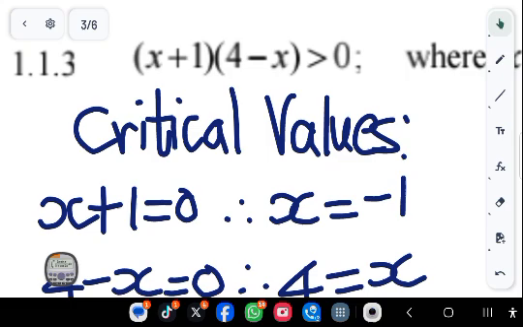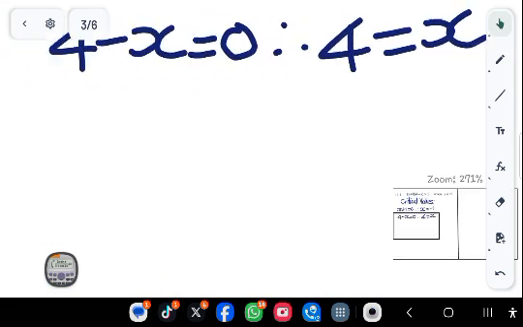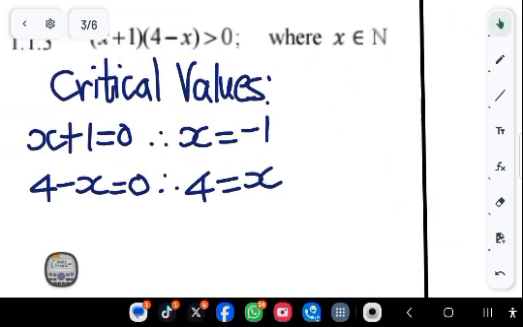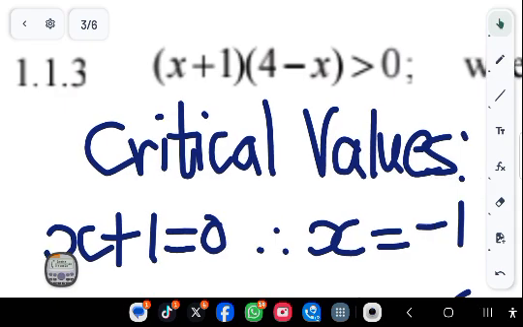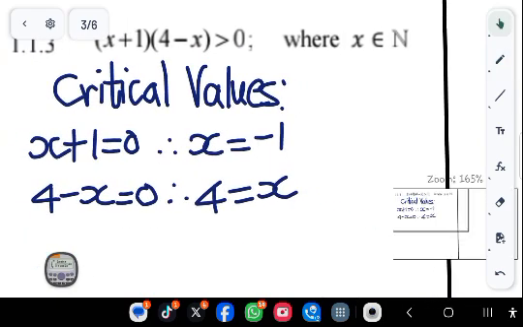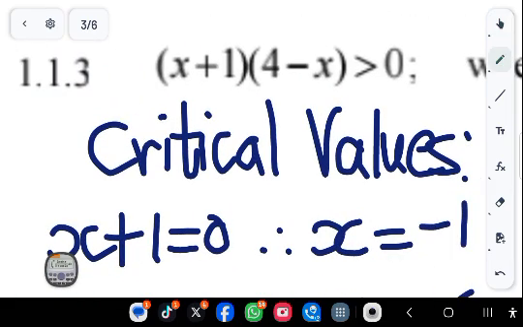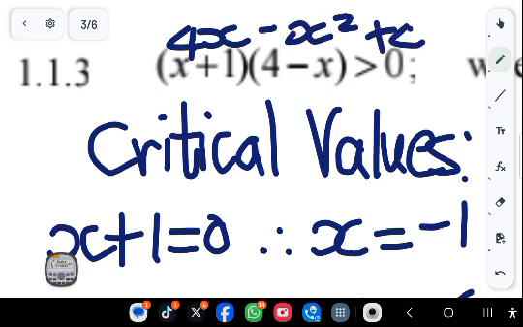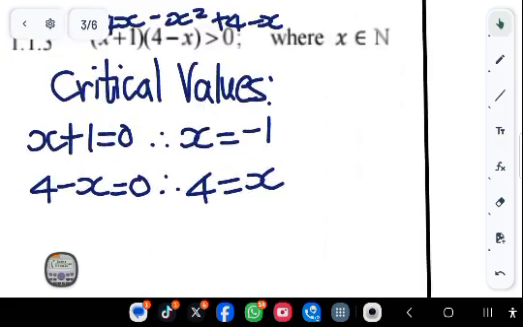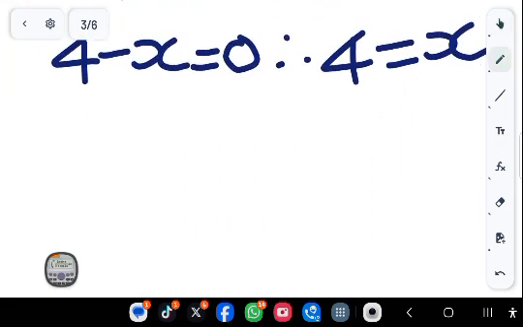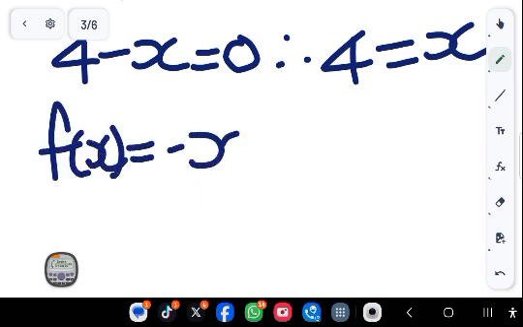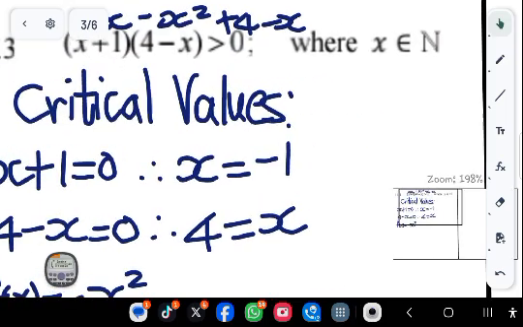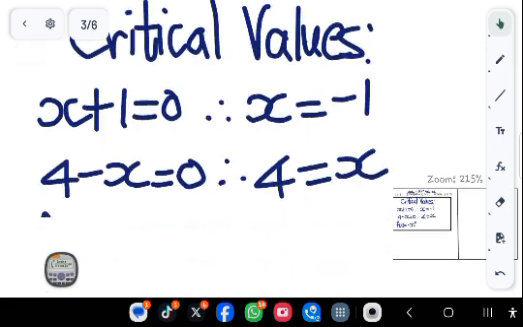Now let's multiply out. If you're not sure, multiply it out so that you can see whether your quadratic function is positive or negative. If you multiply this out, it gives you 4x minus x squared plus 4 minus x, and that gives us negative x squared plus 3x plus 4.